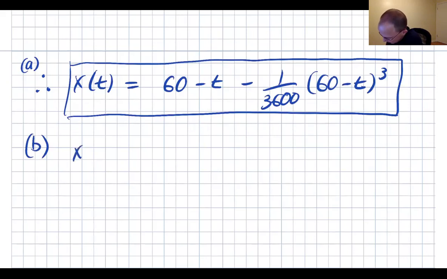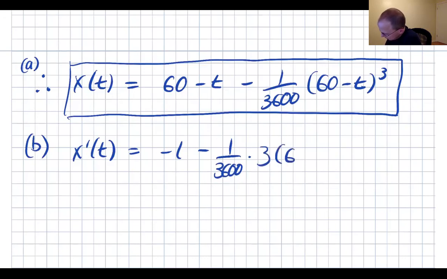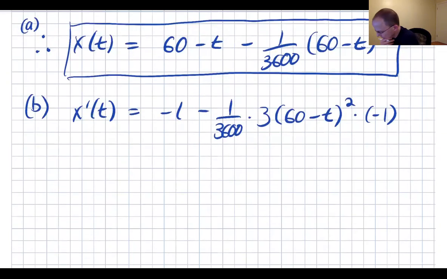So to do that, we would need to find the derivative of this function. And so let's go ahead and take the derivative. So we'll get -1 and then minus 1 over 3,600 times 3. So we're doing a power rule and then the chain rule here times -1. Okay, so there's the derivative. And we're going to set that equal to 0 and solve for t.